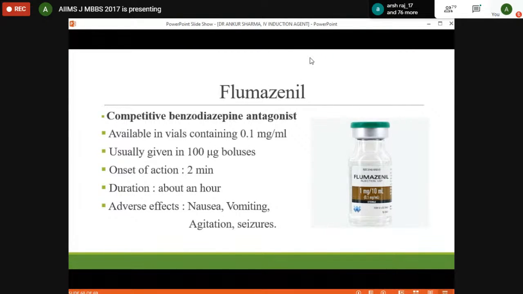If you remember your pharmacology, the antagonist of benzodiazepine is flumazenil. It is a competitive benzodiazepine antagonist. It is available in vials containing 0.1 milligram per ml. It is usually given in 100 mcg boluses. The onset is in 2 minutes and the duration about 1 hour. The side effects are nausea, vomiting, agitation and seizures.